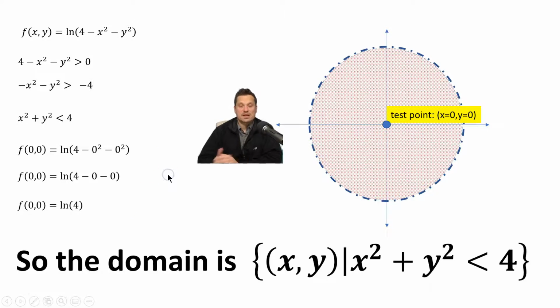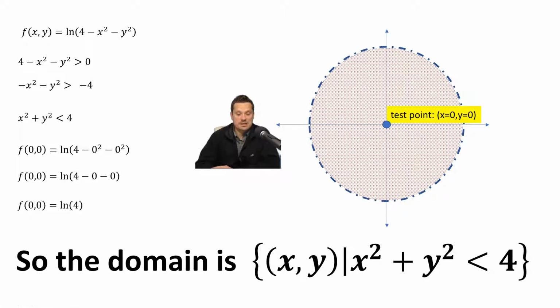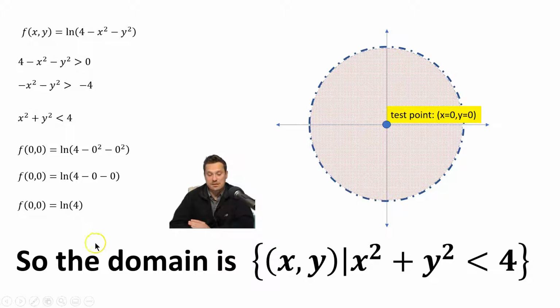So what is this all telling us? It's telling us that I can express the domain as the set of all (x, y), so the set of all points, in other words. Remember, the vertical bar is read as "such that." So this is the set of all (x, y) such that x² + y² is less than 4. In other words, it's the interior of the circle with the boundary excluded, because that would lead to taking the ln of 0, which is not a defined quantity.